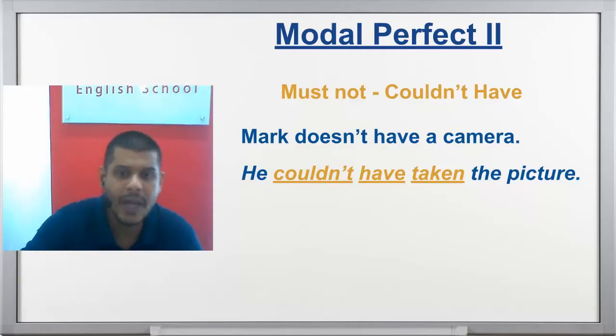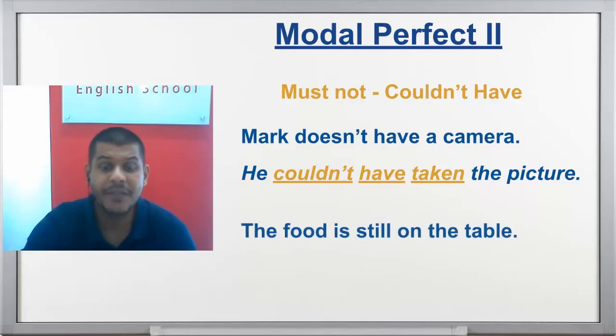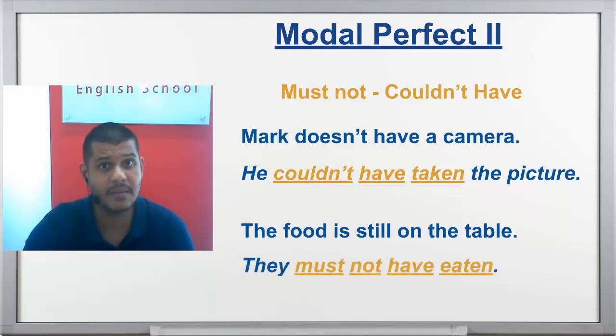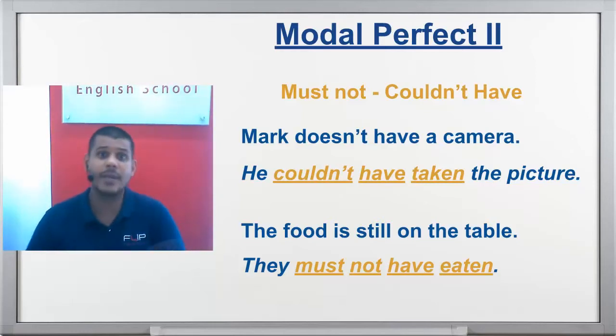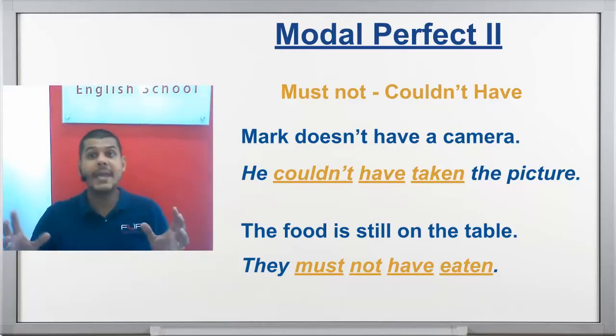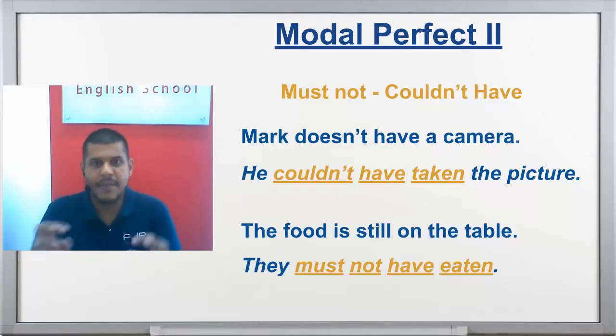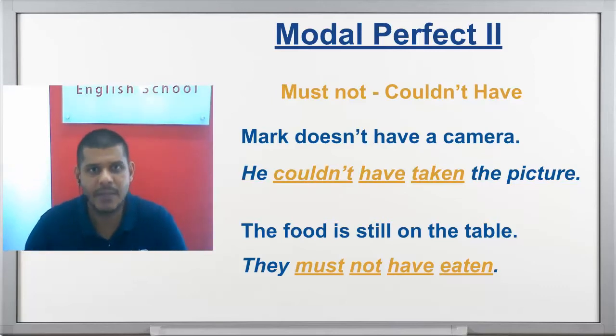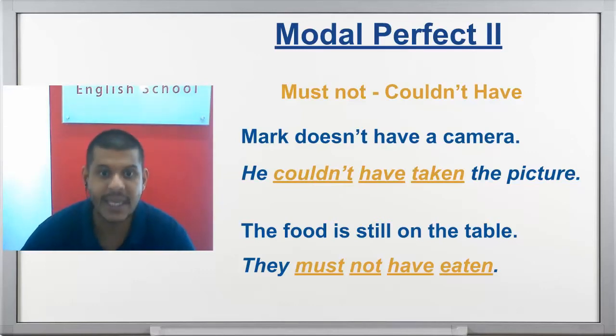And then if I move on, I have another example here for you. The food is still on the table, right? The food is still on the table. If the food is still on the table, they must not have eaten, right? The food is still there, so they must not have eaten. I don't know, maybe they ate something. I mean, maybe they ate a little bit of something. But I believe, I am almost 100% sure they didn't eat anything. So I can say that they must not have eaten.